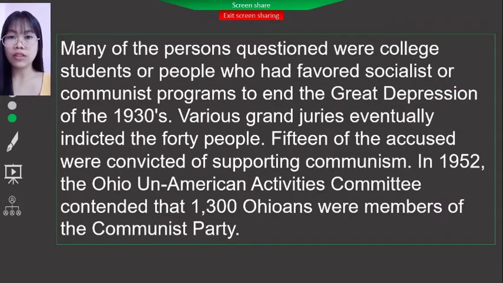Many of the people questioned were college students or people who had favored socialist or communist programs to end the Great Depression of the 1930s. Various grand juries eventually indicted the 40 people. 15 of the accused were convicted of supporting communism. In 1952, the Ohio Un-American Activities Committee contended that 1,300 Ohioans were members of the Communist Party.